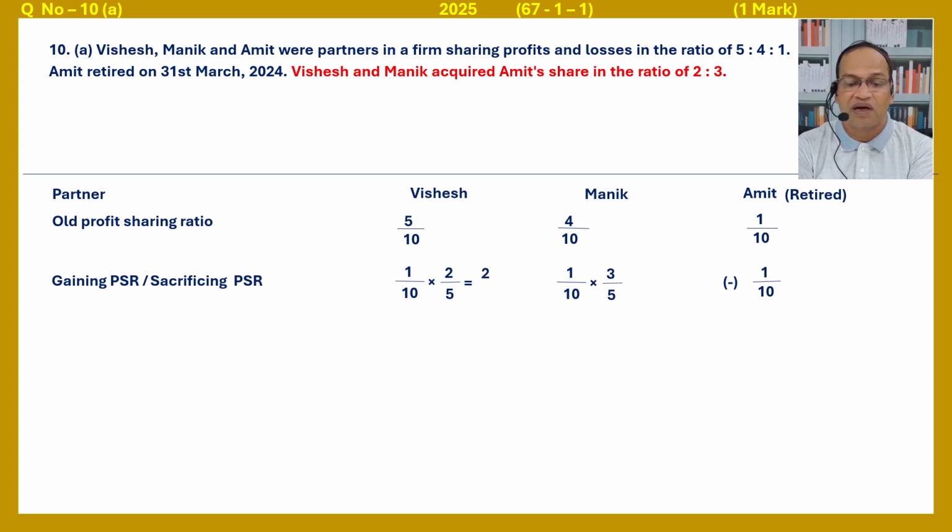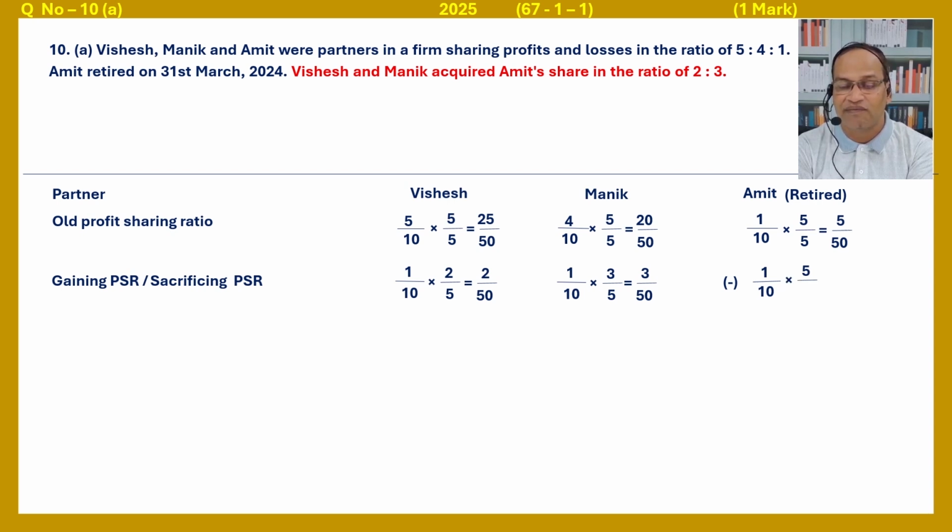Clear? Now this equals 2 divided by 50, and here it equals 3 divided by 50. So the old base is 10 and the gaining and sacrificing ratio base is 50. Therefore we multiply by 5/5. Any number into 1 is the same number, so 5/10 is 25/50, 4/10 is 20/50, and 1/10 is 5/50. Here the base is 10, simply multiply by 5/5, minus 5/50.